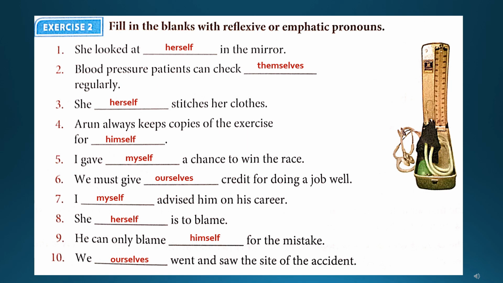Eighth, she herself is to blame. Ninth, he can only blame himself for the mistake. Tenth, we ourselves went and saw the site of the accident. Copy this exercise to your notebook and don't forget to underline the important points in your textbook.